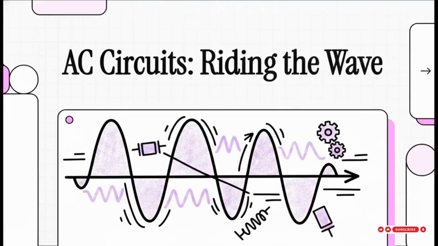Welcome to the Explainer. Okay, let's jump straight into this. If you're studying electrical tech, you probably already know that direct current is pretty straightforward. It literally just flows straight ahead. But alternating current? Oh man, AC is an entirely different beast. It's this constantly shifting wave that flips back and forth.